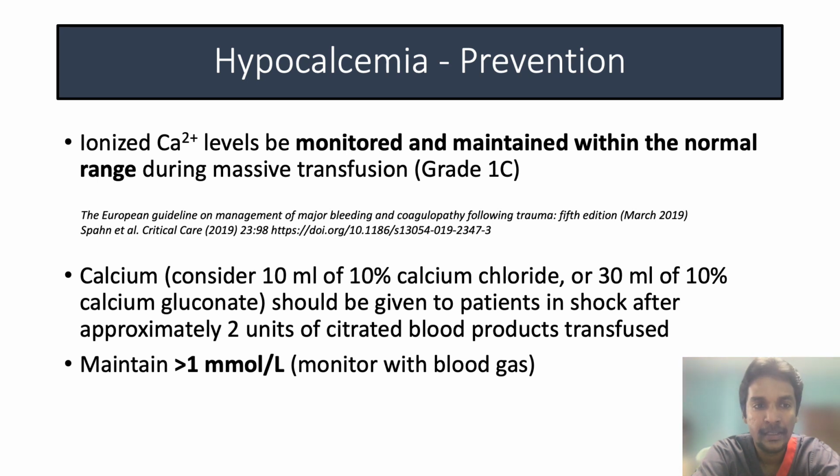Thus, it is important to maintain the calcium level within the normal range. This can be done by administering calcium gluconate or calcium chloride. It is recommended to give calcium after the first 2 units of citrated blood products. Subsequently, can monitor the ionized calcium level by using your venous or arterial blood gas as a guide.